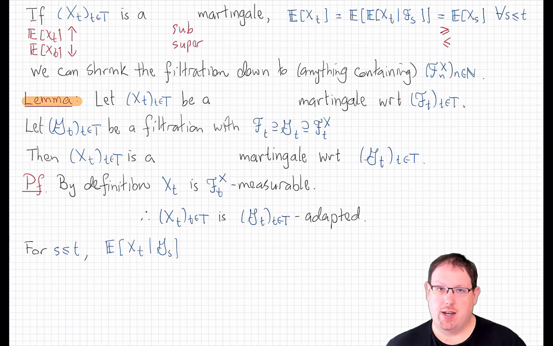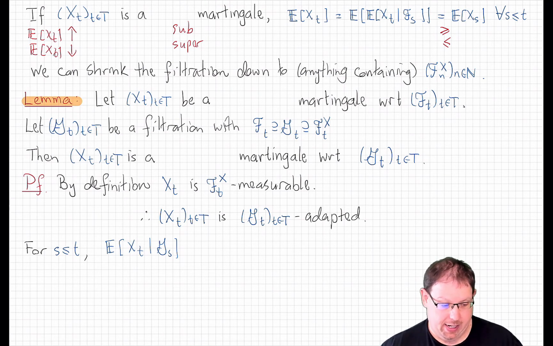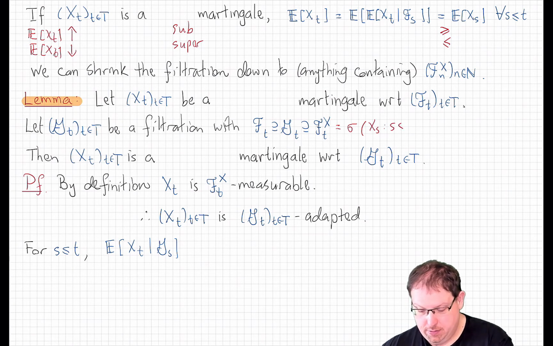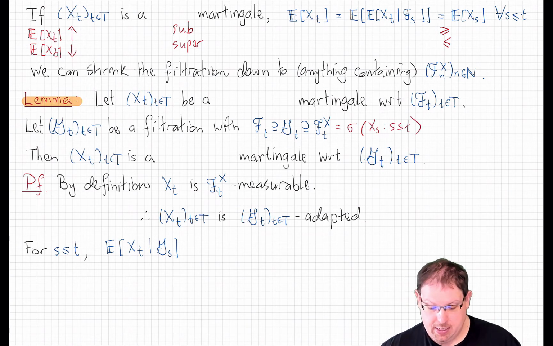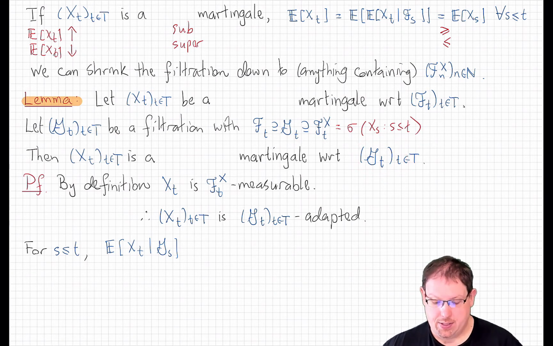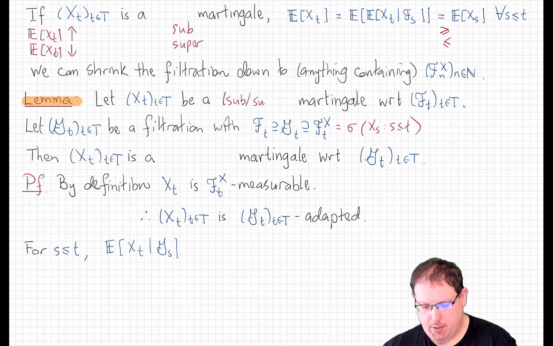The answer is yes, and in fact, we can shrink the filtration to anything in between the one that we started with and the minimal one generated by the process. If x is a martingale with respect to some given filtration, and if Gt is a new filtration that is contained in the one that we started with, but at least contains the minimal filtration, that is, the one generated by the process itself, then xt will also be a martingale with respect to that shrunk filtration. And the same applies to a sub or super martingale.